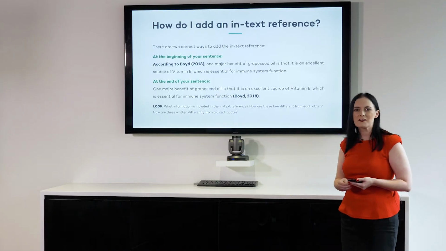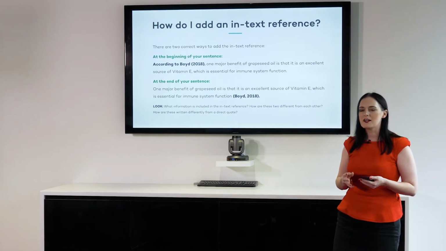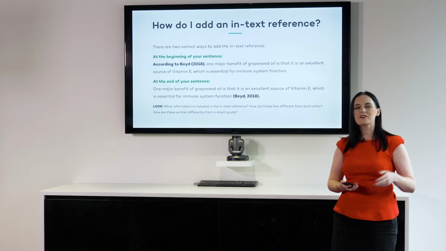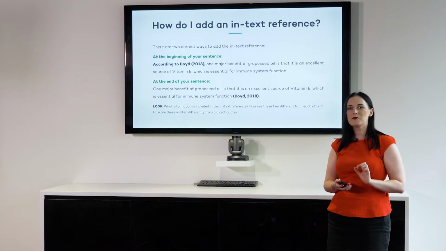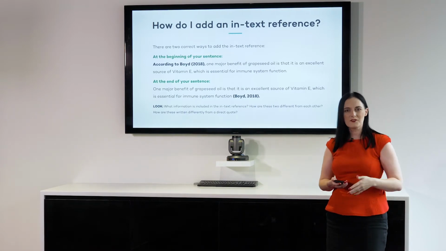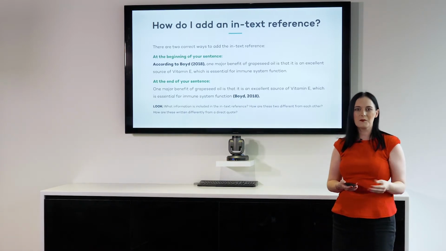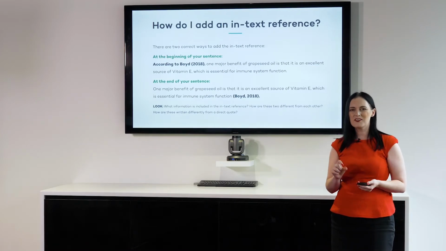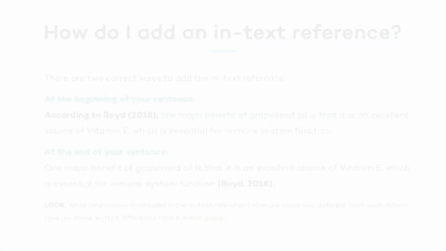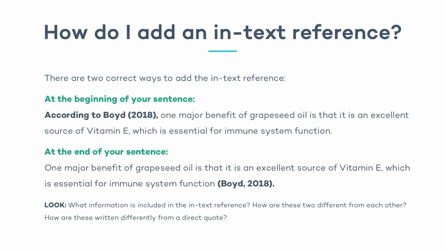How do I add an in-text reference when I'm paraphrasing? I can do it in two ways. I can actually put the reference at the beginning of my sentence, or I can put it at the end. Either one of these ways is completely correct. It doesn't matter which one you choose, but they look a little bit different. If you'd like to, please feel free to pause this video and study the differences between the two types. Once you've done that, let's see if you identified all the differences.